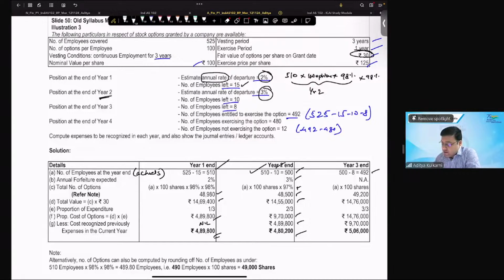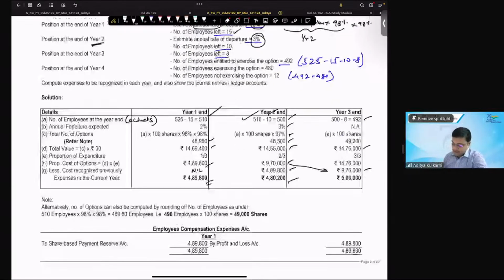And finally, 8 employees left. So 492 into 100, so 49,200 multiplied by 30. So 14,76,000 minus 9,70,000 gives you 5,06,000 as the expense that needs to be booked in year 3. Are we okay with this? Yes, sir. Okay. Very good. Perfect.